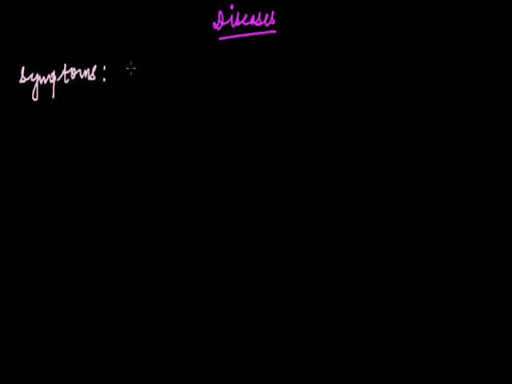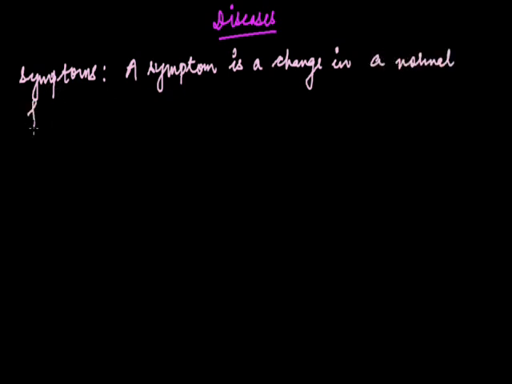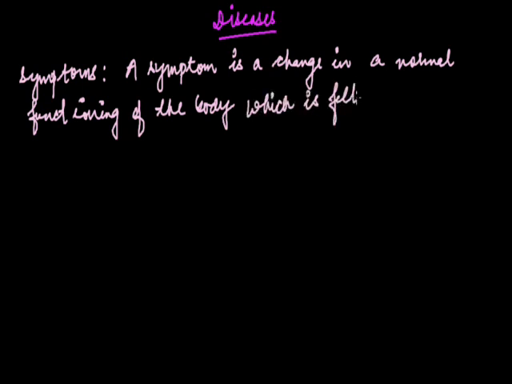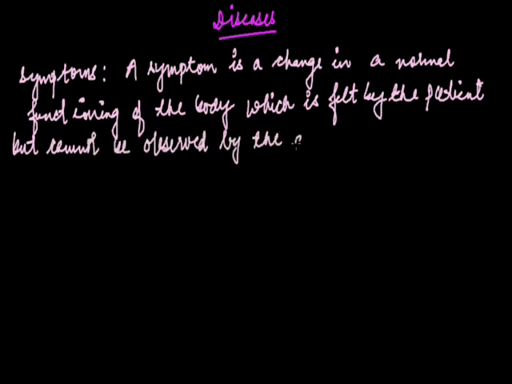A symptom is a change in the normal functioning of the body which is felt by the patient but cannot be observed by the doctor. So a symptom is that condition which a patient tells to a doctor. For example, stomach ache and headache.